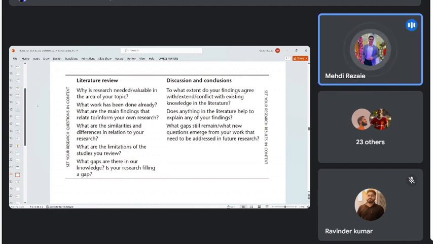Okay. So these are the limitations of the study that you review. What are the limitations? What are the gaps that there are in that knowledge? Is your research filling any gap? That also you can find.